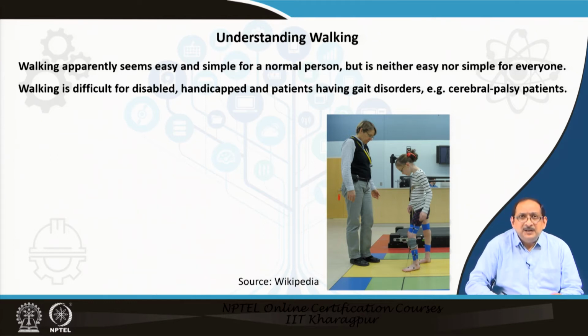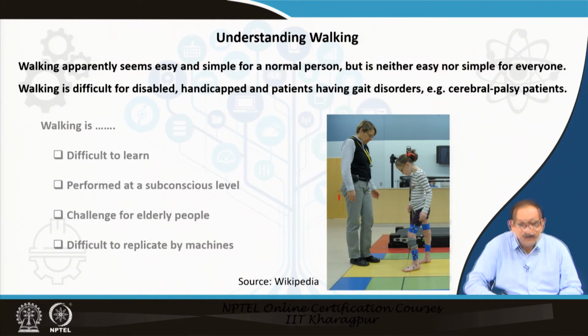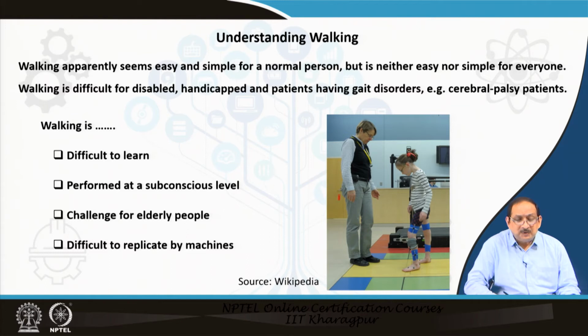Walking apparently seems easy and simple for a normal person, but it is neither easy nor simple for everyone. Walking is difficult for disabled, handicapped, and patients having gait disorders such as cerebral palsy patients. Walking is difficult to learn. It takes a number of years before one can learn how to walk properly. Walking is performed at a subconscious level, and it is a real challenge for elderly people.